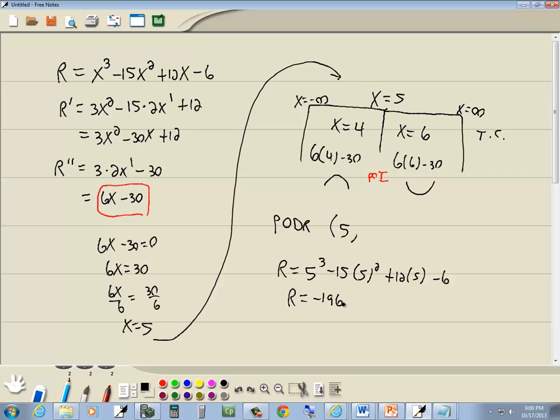Now you can see I made these up, so negative doesn't make much sense in terms of revenue. If it is, then the company's not really doing very well. But that's our point of diminishing returns.